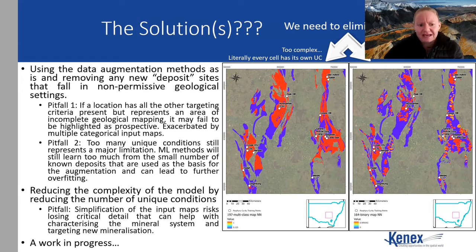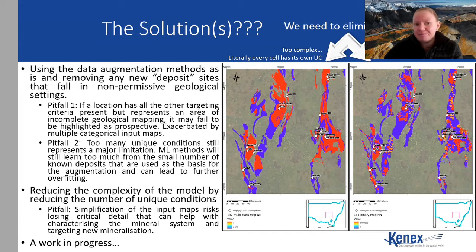The second approach, obviously, is to reduce the complexity of the model by reducing the number of unique conditions. And that's what I've done in this example here. These are the two neural network mineral potential maps. The one on the left is where I used the non-thresholded input maps, so the ones that hadn't had any favorability criteria applied. The one on the right is the one where I've used the binary input maps that had that favorability threshold applied. You can see there is almost effectively no variation in the prospectivity across the Macquarie Arc study area for the model on the left.